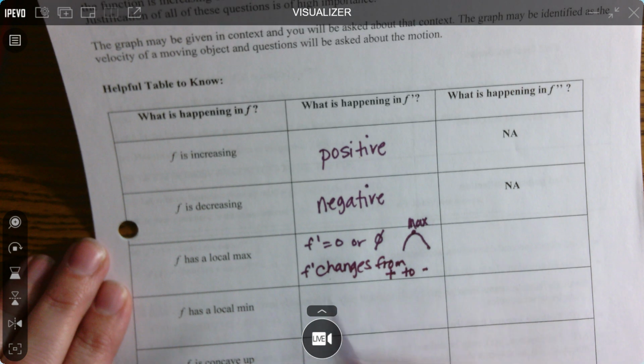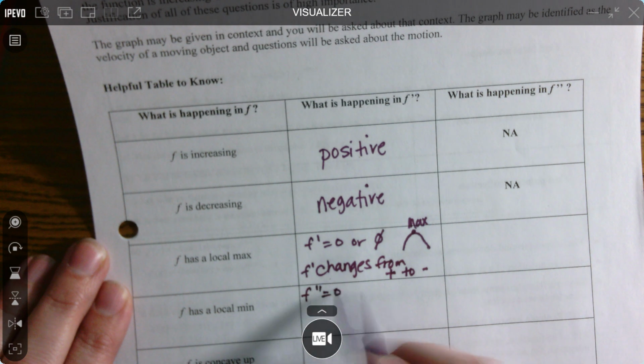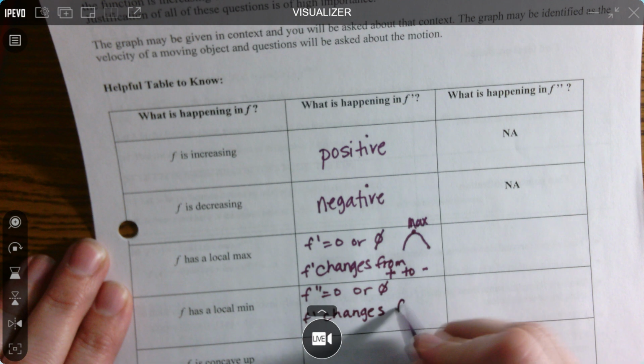So local min, very similar. We want the derivative to be 0 or undefined. This time the change on f prime is from negative to positive.